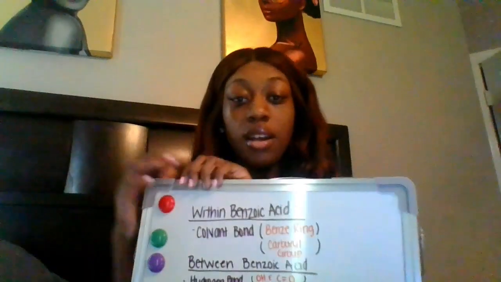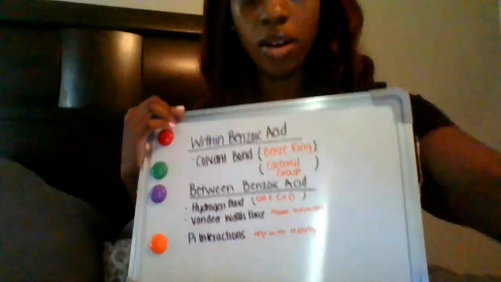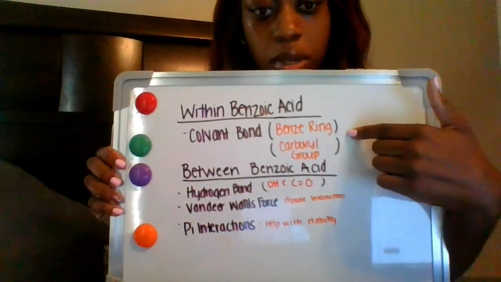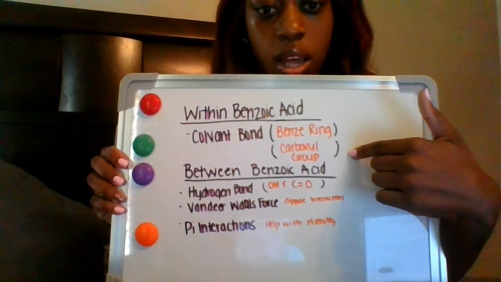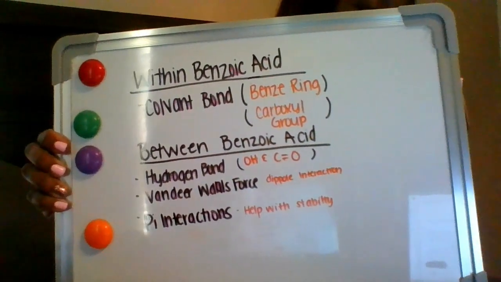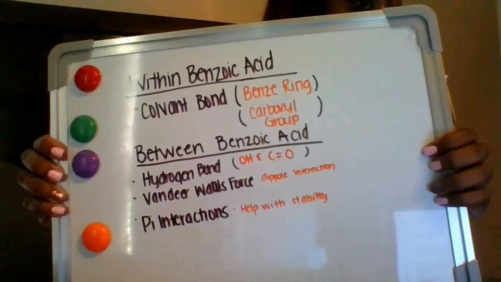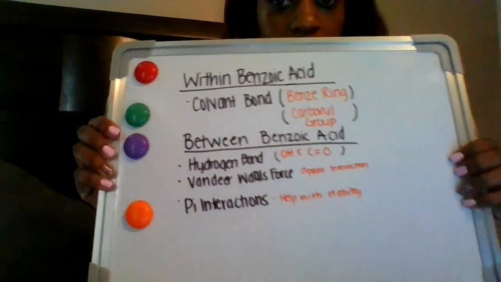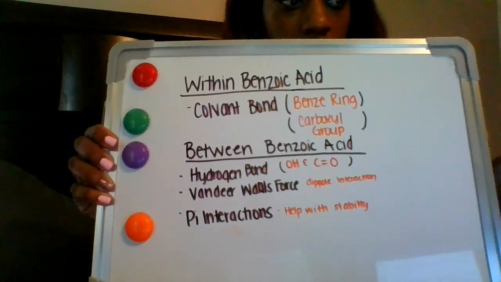Okay, and lastly, to answer the questions about the different types of bonding within the molecule and between molecules. Within the molecule, we have some covalent bonds. Specifically, the covalent bonds are where the benzoic ring is, as well as the carboxyl group. When these bonds form, they share electrons.